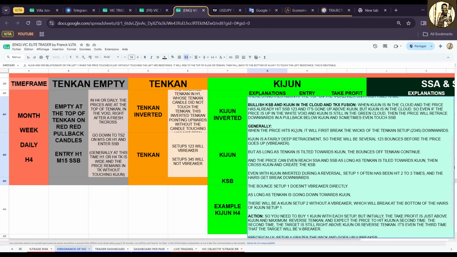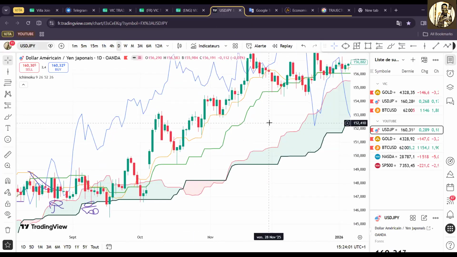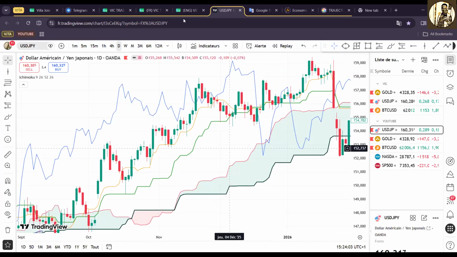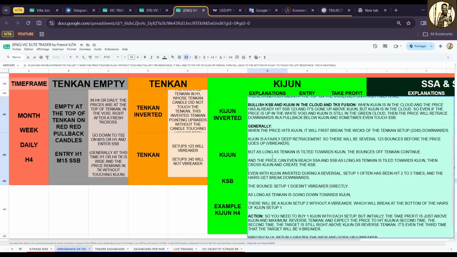Generally, when the price hits Kijun, it will first break the wick of the Tenkan setup 2, 3, 4, 5 downward. Kijun is a fairly deep retracement, so there will be several bounces on the price, 1, 2, 3, till the price goes to the V breaker. But as long as Tenkan is tilted downward towards Kijun, the bounces off Tenkan continue.